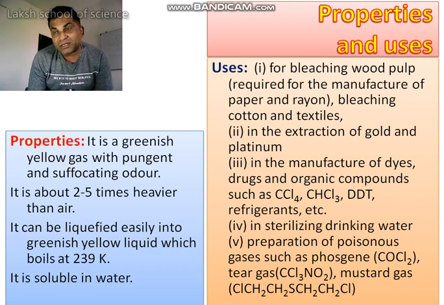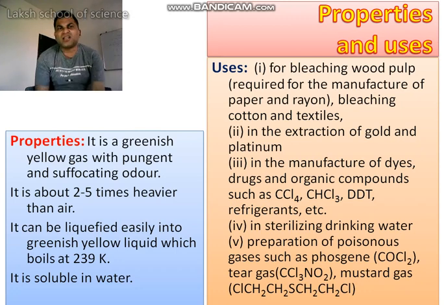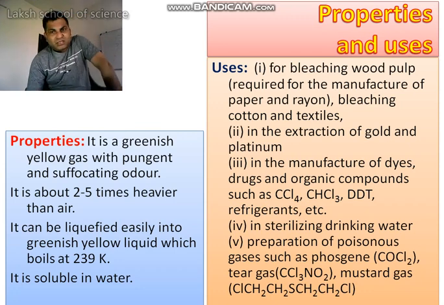Next, it can be liquefied easily into a greenish liquid which boils at 239 Kelvin. So its boiling point is 239 Kelvin, or its liquefaction point is also the same. It will be converted into a greenish yellow liquid. It is very soluble in water. So these are the properties of chlorine.